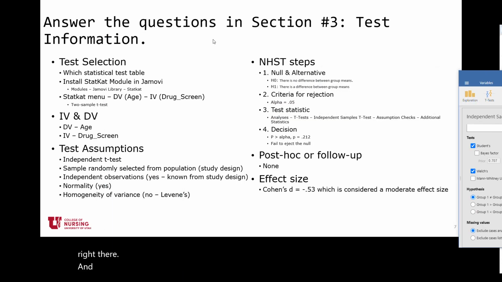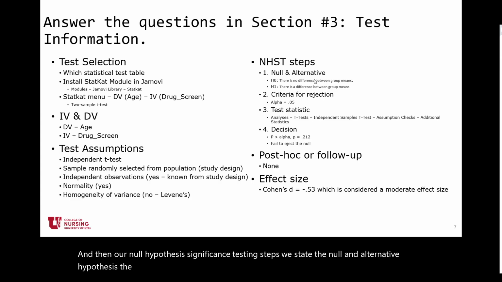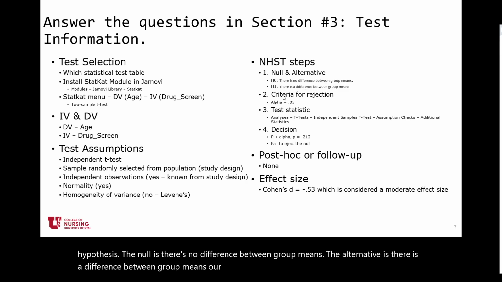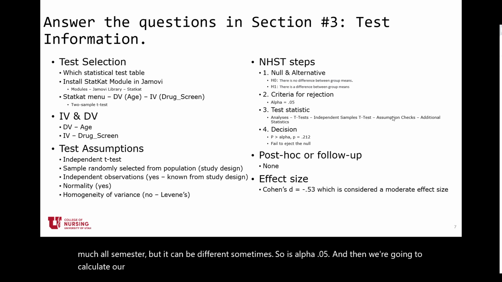And then our null hypothesis significance testing steps: we state the null and alternative hypotheses. The null is there's no difference between group means. The alternative is there is a difference between group means. Our criteria of rejection, and we'll be using this pretty much all semester, but it can be different sometimes, is alpha 0.05. And then we're going to calculate our test statistic, and we did that, getting that.